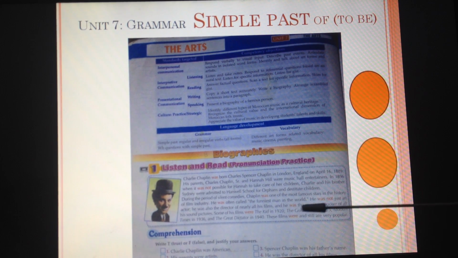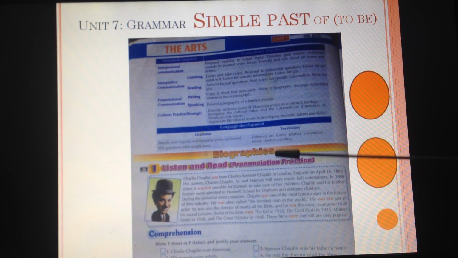So what kind of text is this? Yes, it is a biography. Great. What kind of information does a biography provide? Good. Information about date of birth, place of birth, family, education, career, what makes that person famous, etc. Great. So let's now look at the verbs that are used in this biography.